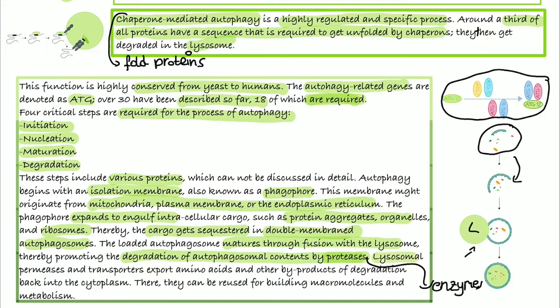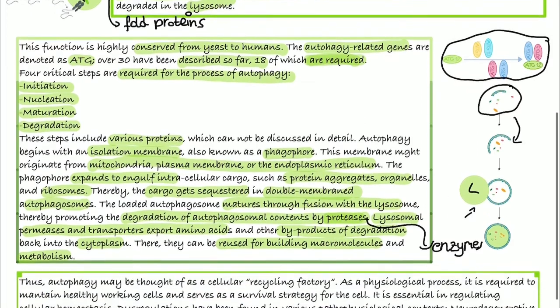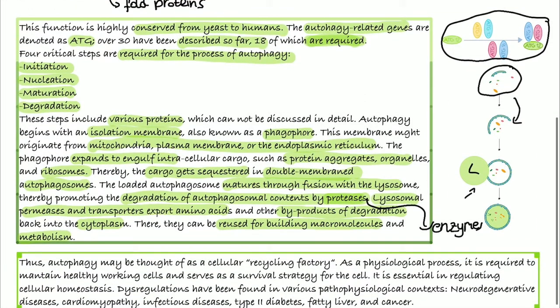Lysosomal permeases and transporters then export the amino acids and also other byproducts of the degradation back into the cytoplasm, where they are reused for building macromolecules and metabolism in general. So autophagy can be thought of as a cellular recycling factory, and it's a physiological process. Therefore, it's required to maintain healthy working cells and is also a survival strategy for a cell.